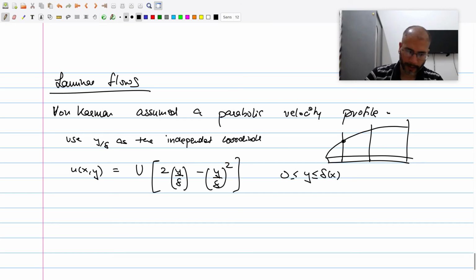Right, so using this, we can easily find theta, because theta, if you remember, was the integral from 0 to delta of small u times capital U minus small u.